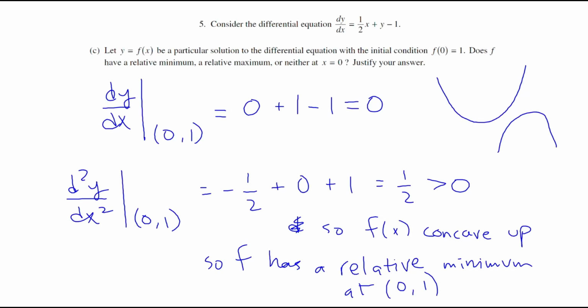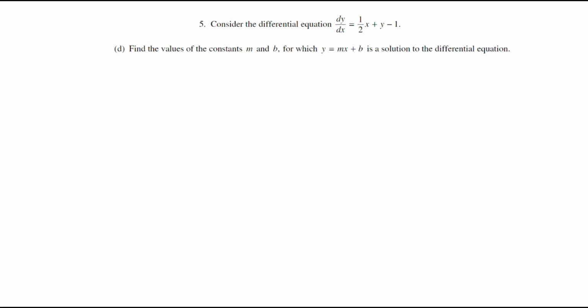Oh, and that was worth 2 points, 1 for the answer that it is a minimum, and 1 for the justification that it was through the second derivative test.